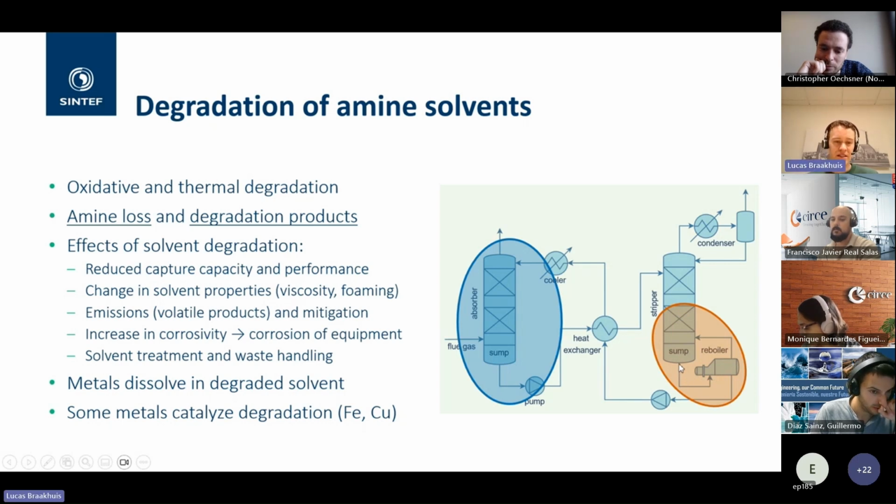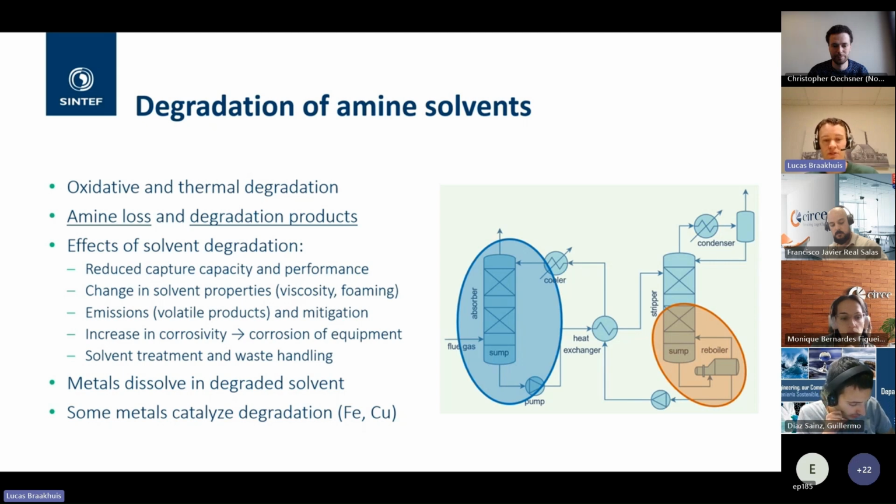And this solvent degradation causes loss of amine, so functional loss of the capture solvent, but it also leads to the production of degradation products. And these can have various effects on the process. So first, of course, a loss of amine will lead to reduced capacity and a reduced performance. But the presence of degradation products, on the other hand, can change the properties of the solvent. So it can increase the viscosity and it can lead to more foaming, therefore indirectly affecting the performance.